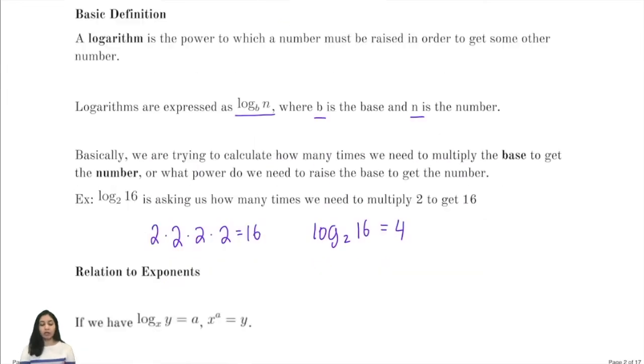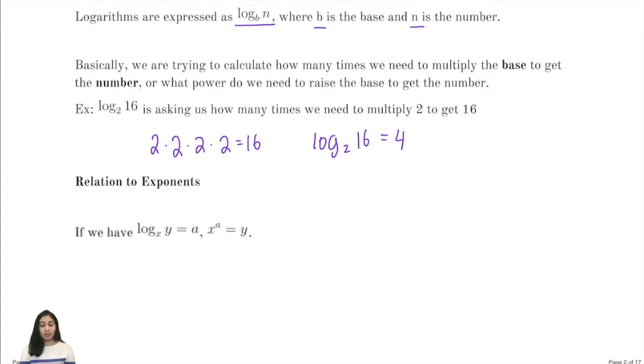Now we're going to talk about logarithms and their relation to exponents. If we have log base x of y is equal to a, that tells us that x to the power of a equals y. So in our previous example, we saw how log base 2 of 16 was 4. Now applying this relation to exponents, we have 2 to the power of 4 equals 16, which we know is true. So in most logarithm problems, you're going to want to frequently go between logarithms and their exponents, so this is something that you should definitely be comfortable with.